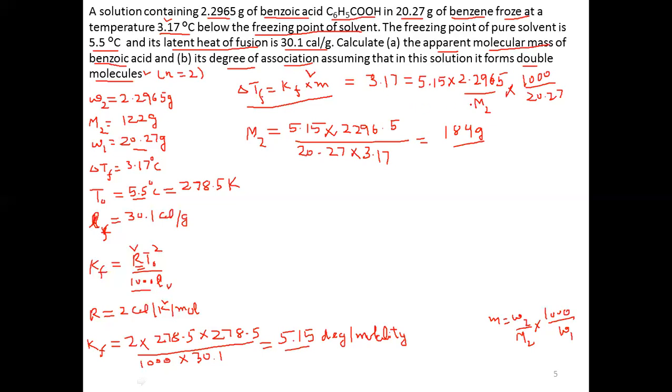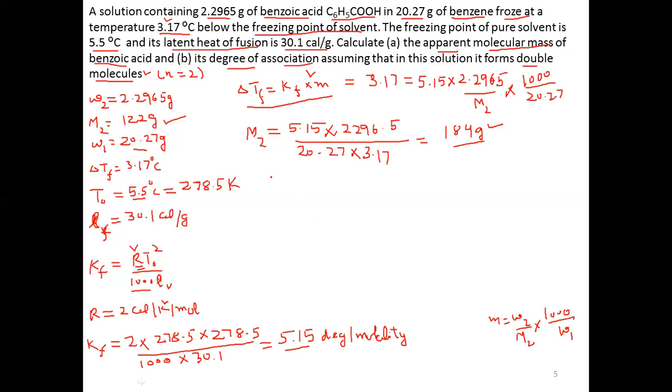It is higher than the actual molecular weight of benzoic acid, which is 122. Why? Because its molecules associate. That's why the observed molecular weight is higher, and we also have not introduced the iota. Now the second part, this was the first part. We have to calculate the apparent molecular mass of benzoic acid. It is 184 grams.